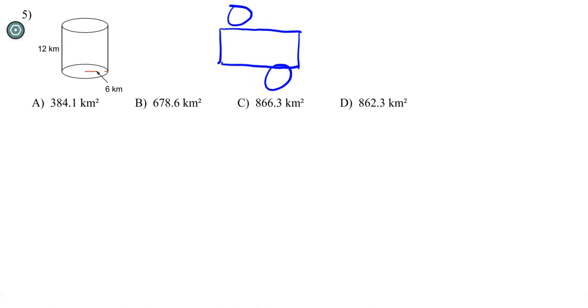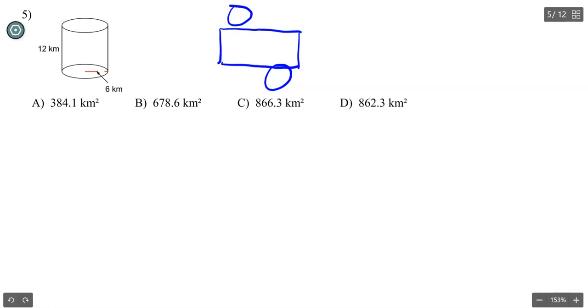Now, if you were to make this out of a piece of metal or a piece of paper, one thing that you need to understand is that the circumference of the circle right here should match the exact length of this rectangle. So whatever the circumference of the circle is, it should be the length of the rectangle.